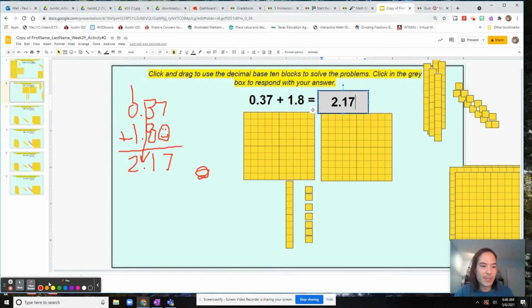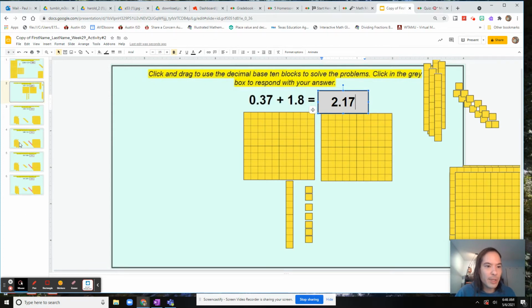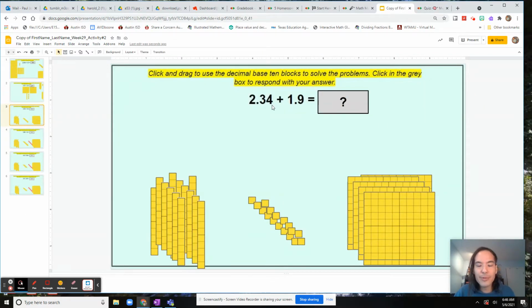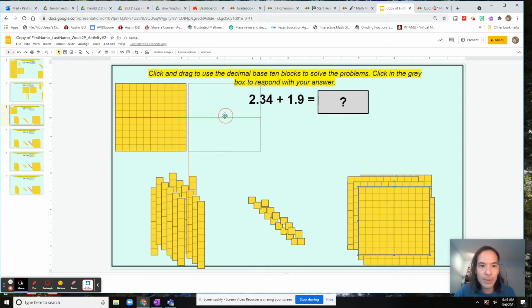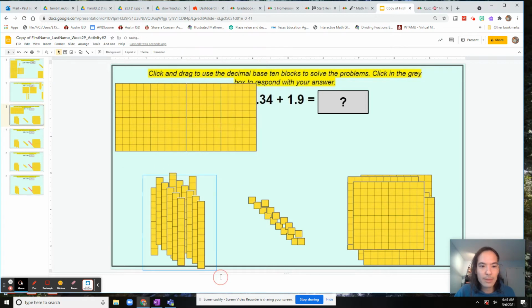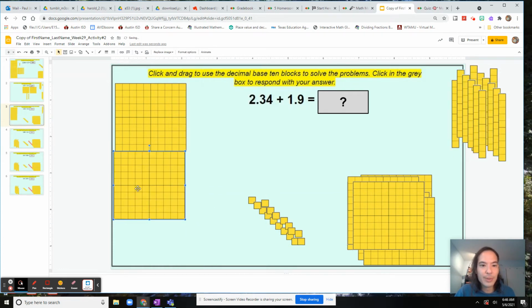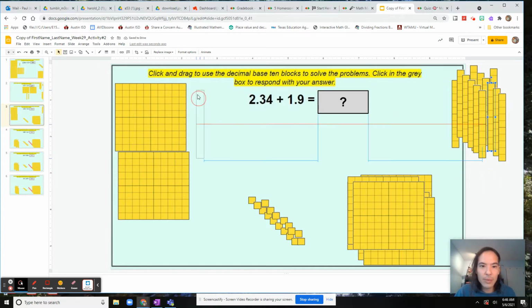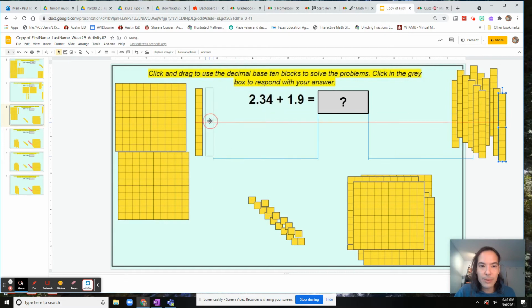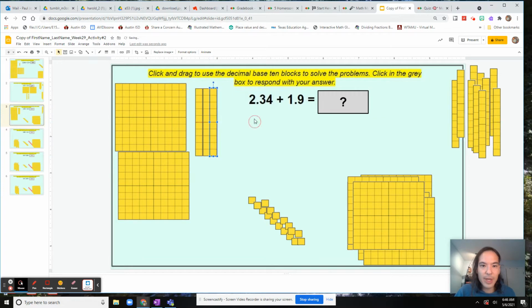Okay, so there's 2 and 17 hundredths. Let's go ahead and clear the screen and move on to the next one. Here's the next one. 2 and 34 hundredths plus 1 and 9/10. So we're going to go ahead and start with 2. I don't like covering the numbers up, so I'm going to move these over here. There we go. So there's 2, and we need 3/10. 1, 2, 3/10.